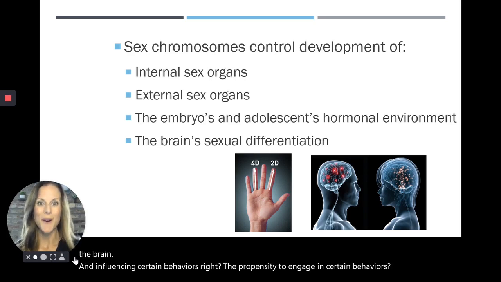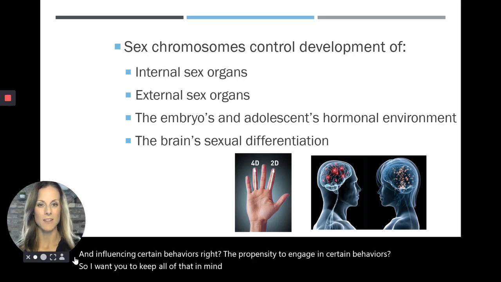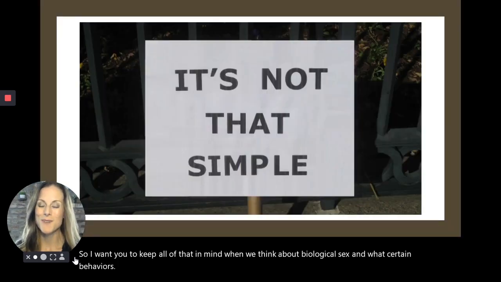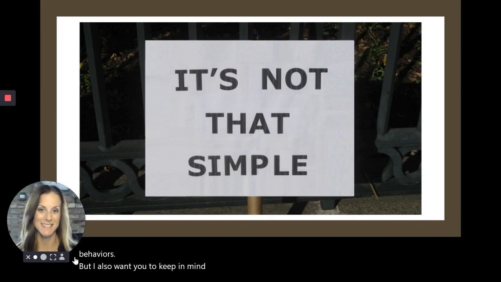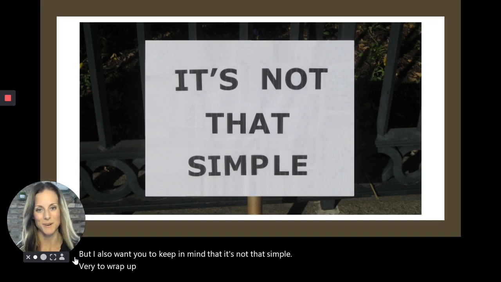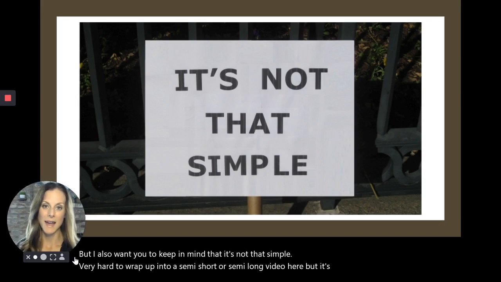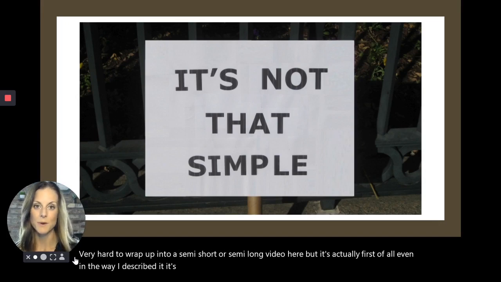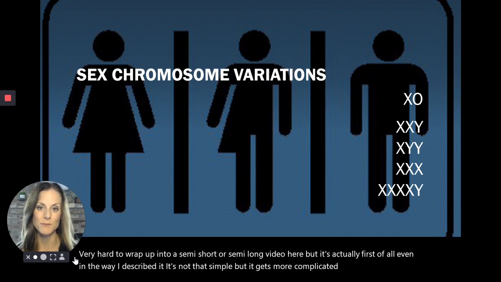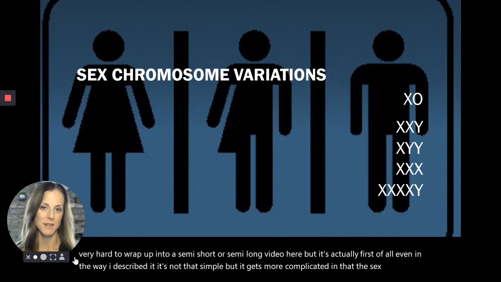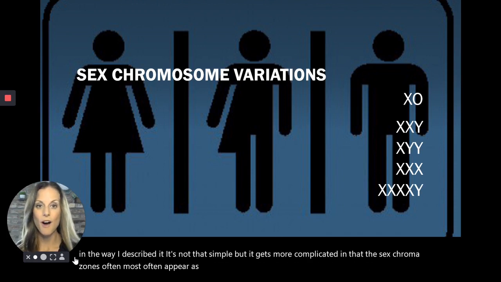So I want you to keep all of that in mind when we think about biological sex and certain behaviors. But I also want you to keep in mind that it's not that simple. And it's very hard to wrap up into a semi-short or semi-long video here. Even in the way I described it, it's not that simple, but it gets more complicated in that the sex chromosomes most often appear as XX and XY, but there are all kinds of variations in which those sex chromosomes can appear.